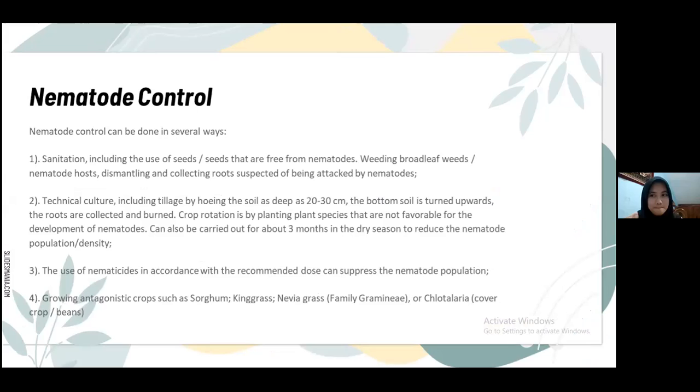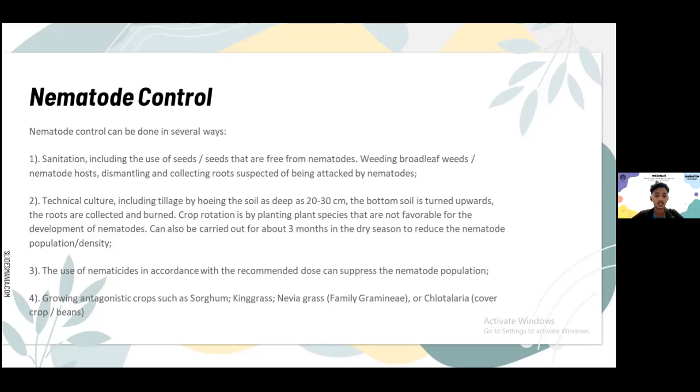Nematode control. Nematode control can be done in several ways. First is sanitation, including the use of seed that is free from nematodes, weeding broadleaf weeds or nematode host plants, dismantling and collecting roots suspected of being attacked by nematodes. Second, technical culture, including tillage by turning the soil as deep as 20 to 30 centimeters. The bottom soil is turned upwards. The roots are collected and burned.